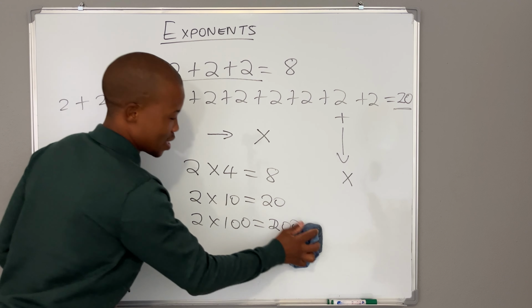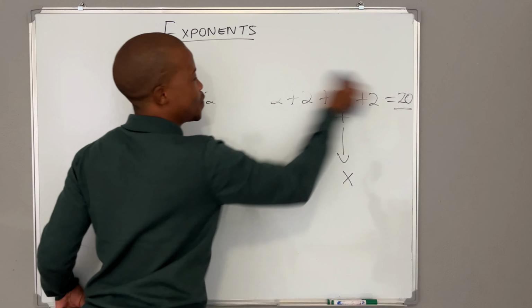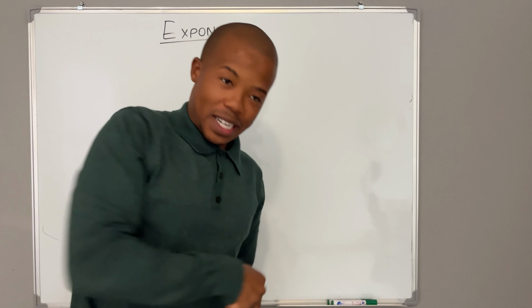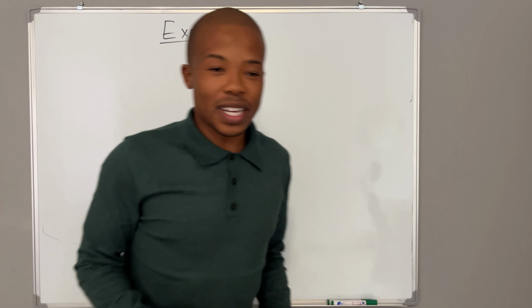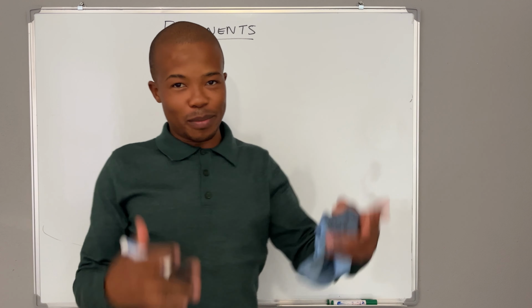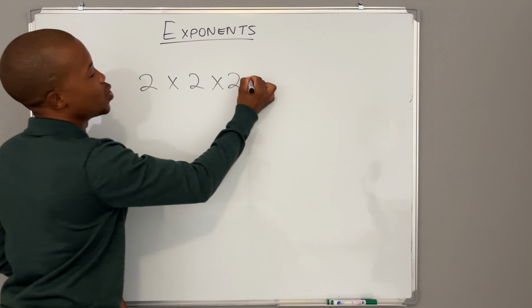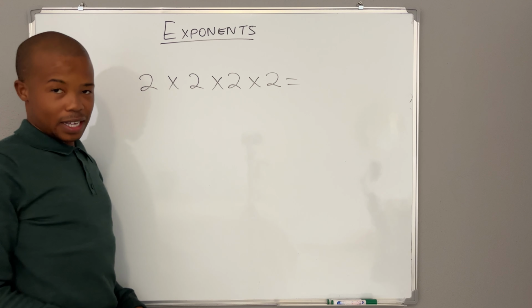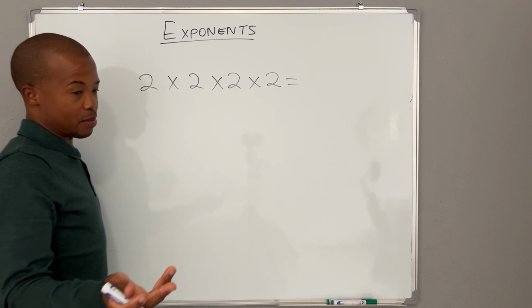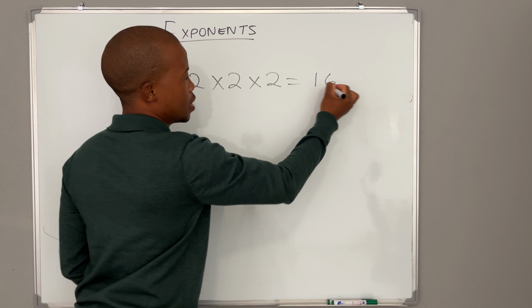Now, let's go to something again. Now, let's talk about multiplication. They give you a task to say, let 2 multiply itself, let's say, for example, 4 times. 2 times 2 times 2 times 2, right? So this 2 is multiplying itself 4 times, right? 2 times 2, you get 4, and eventually you get 16.